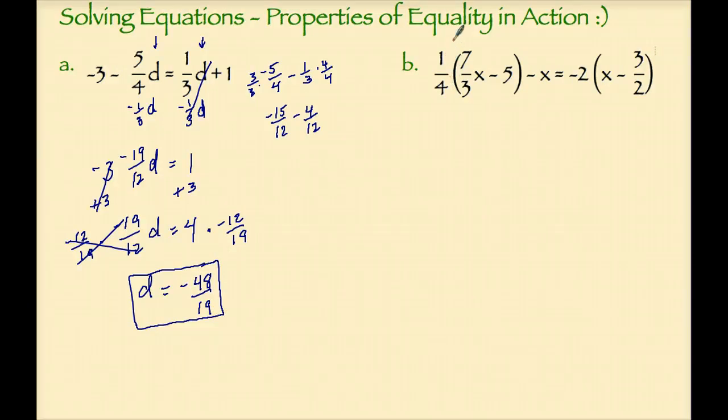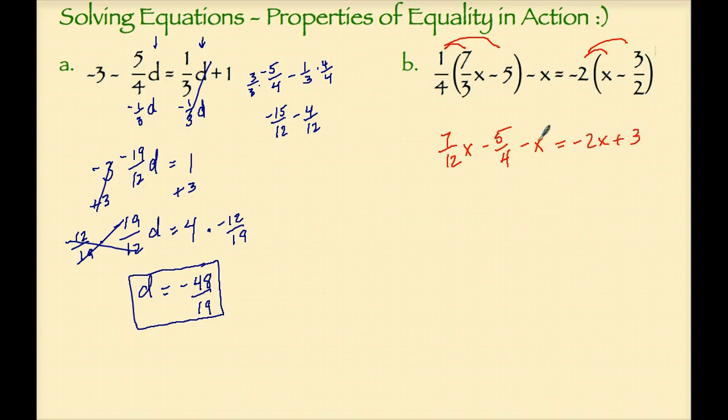Now let's go on to the second equation. I get to use the distributive property right away. That's always a good time. 1/4 times 7/3 is 7/12 x. 1/4 times negative 5, negative 5/4. Don't forget the minus x. And on the right side of the equation, negative 2x plus 3.